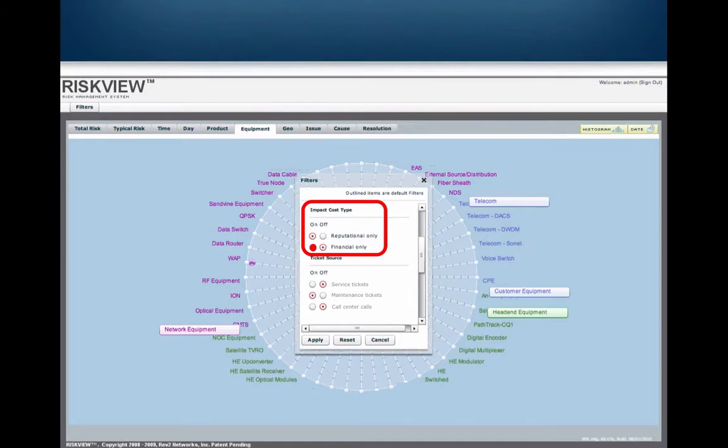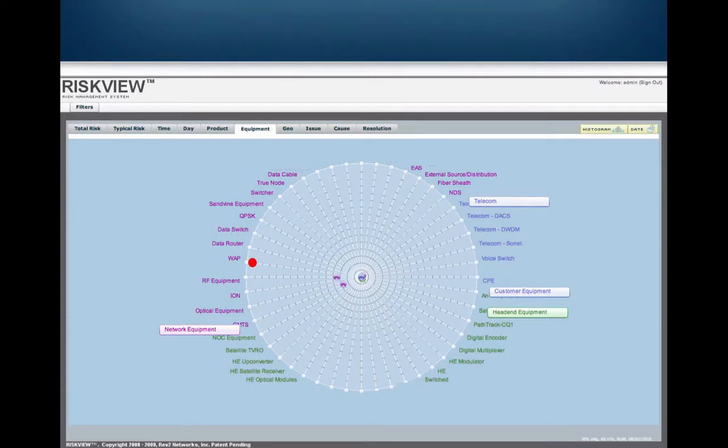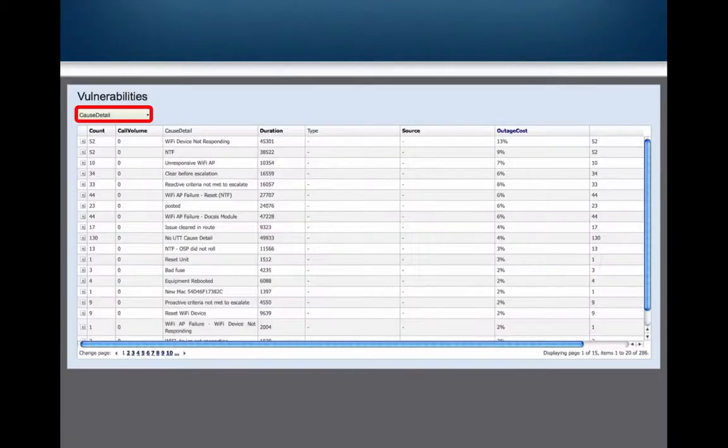First, reputational. The risks are the outliers, or the ones farthest from the center of the circle. By drilling down on the outlier, we can learn more about this type of equipment, which happens to be causing the greatest reputational risk to the business. Remember, we defined reputational risk as outage minutes. These fields show the cause detail around the outages.